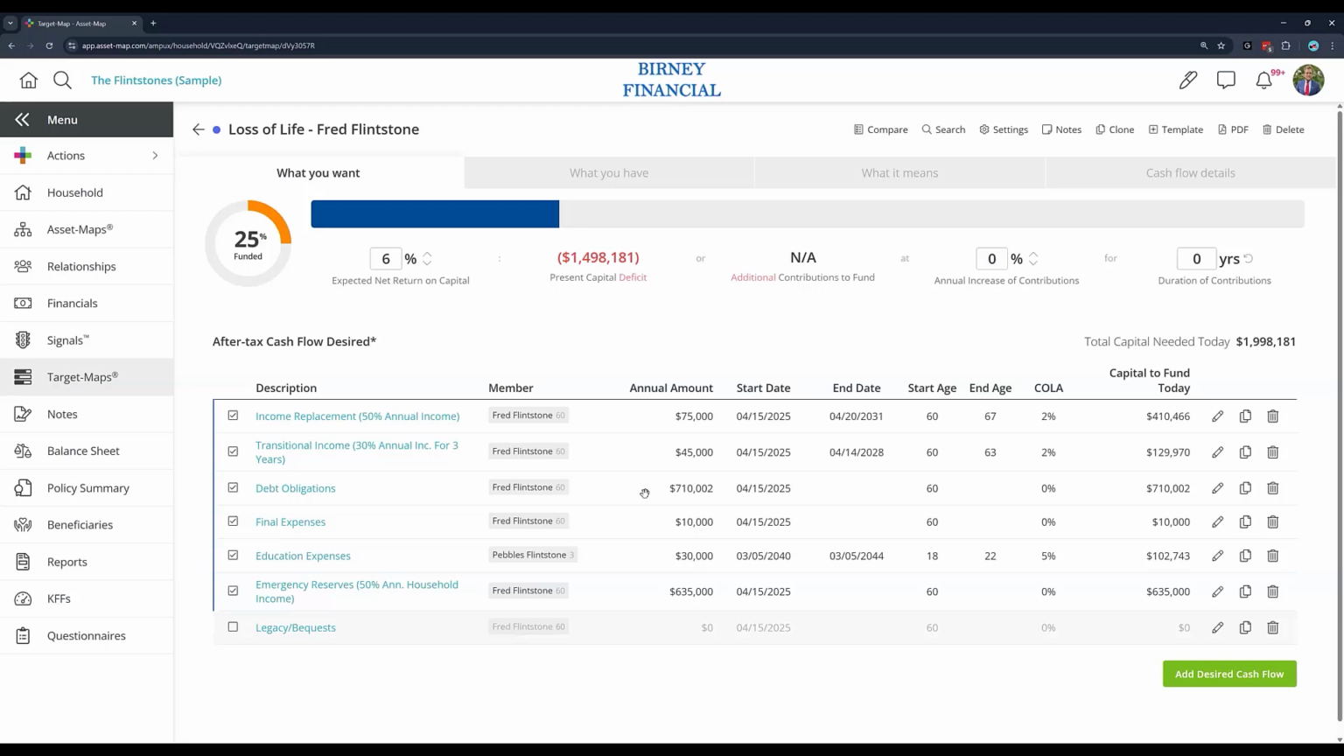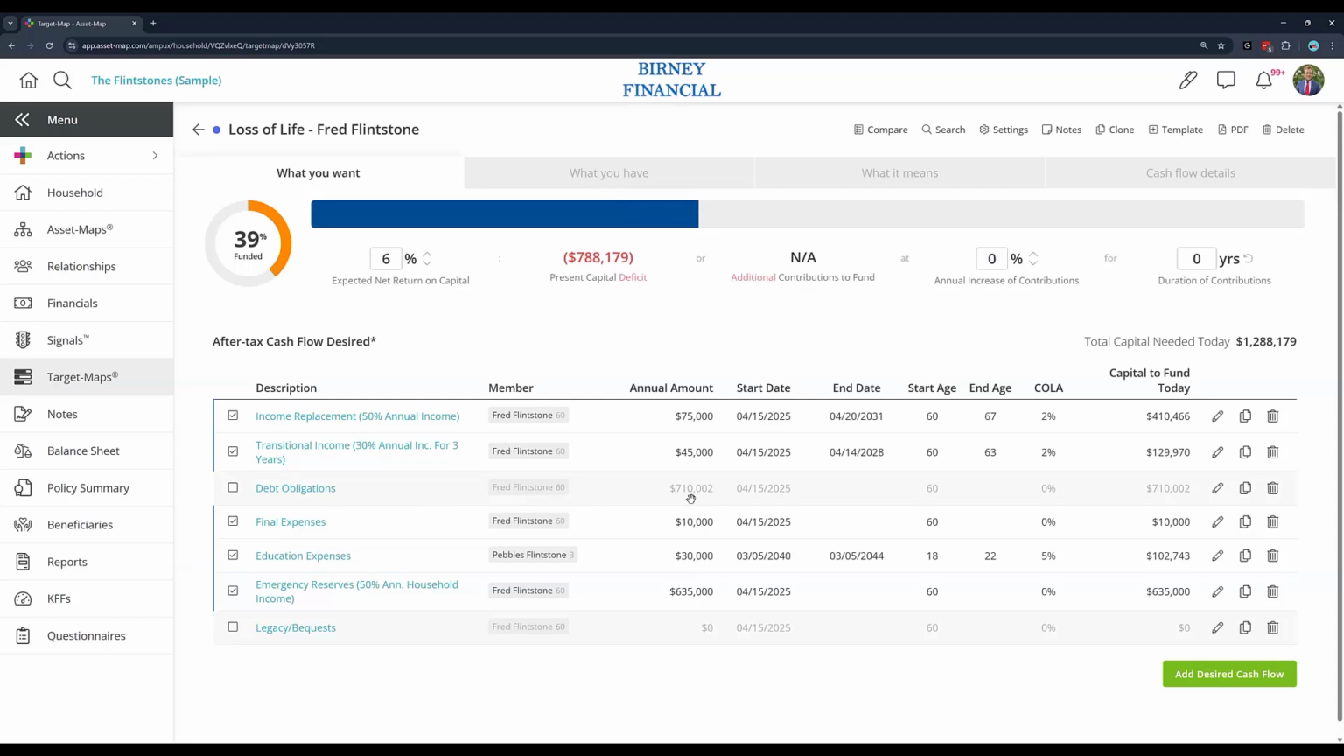All right, fair enough. Wilma's goal is not paying off all the debt. She likes paying her super low interest mortgage, and the rest of that debt is probably the business's debt. We're not going to pay off the business debt if Fred's gone, right? The business takes care of that. So for Wilma's sake, this is not a goal she's trying to fund for. So let's uncheck this box and look what happens to our target map. We are now a lot more funded up here because I'm not trying to make 710 grand disappear overnight.